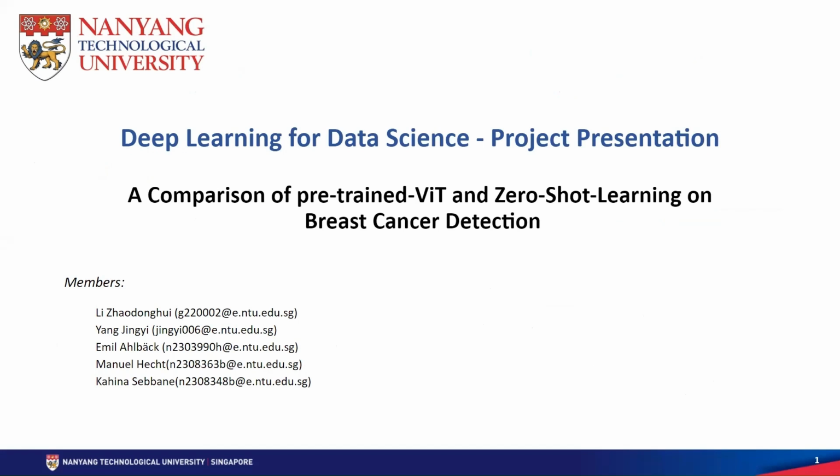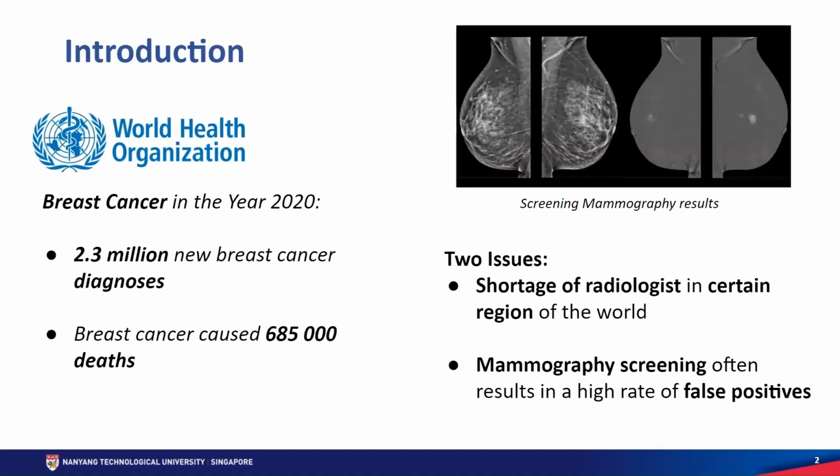The subject we decided to tackle for this assignment is a comparison study of the pre-trained ViT model and the zero-shot learning model on the specific task of breast cancer detection. Indeed, breast cancer, according to the World Health Organization, was diagnosed more than 2.3 million times in the year 2020 and caused the death of almost 700,000 people. Nonetheless, early detection and early treatment massively reduce cancer fatality, and this is done through regular mammography screening.